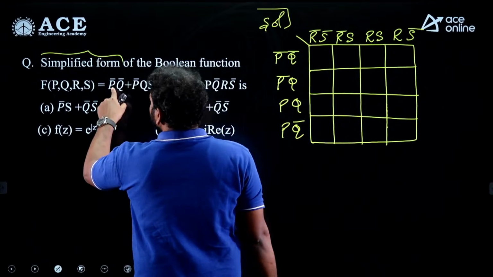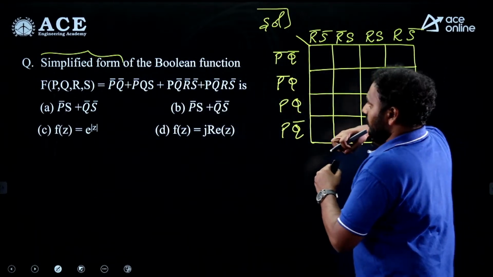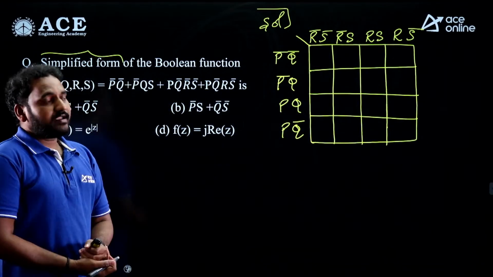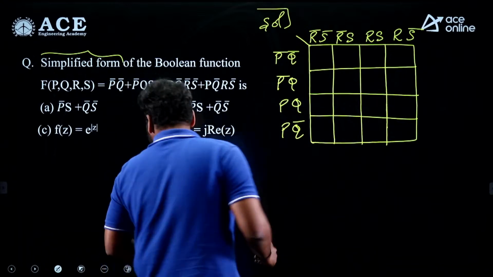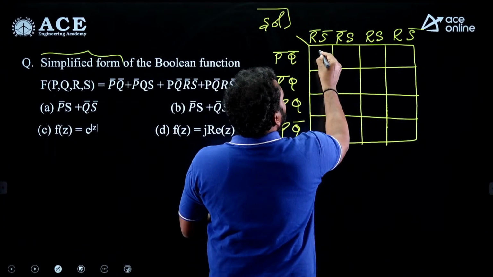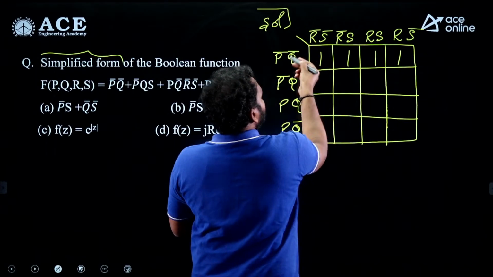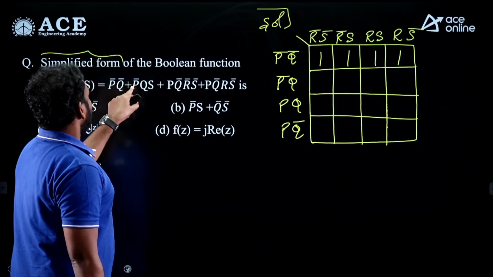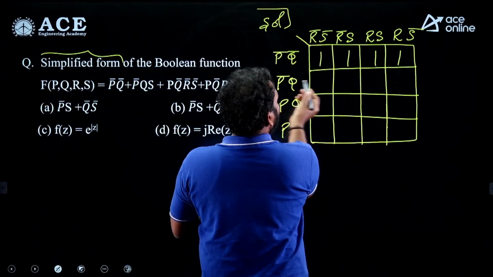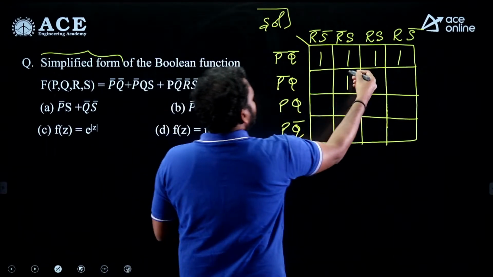What is the function? P bar Q bar. So I am going to predict the respective minterms of the given function. How can you get P bar Q bar? Yes, I can get it. If you have minterms in this row, you see there are no common terms here, P bar Q bar. Next, P bar Q S. This is P bar Q. How can you get S here? If there are two minterms here, then we can get S.